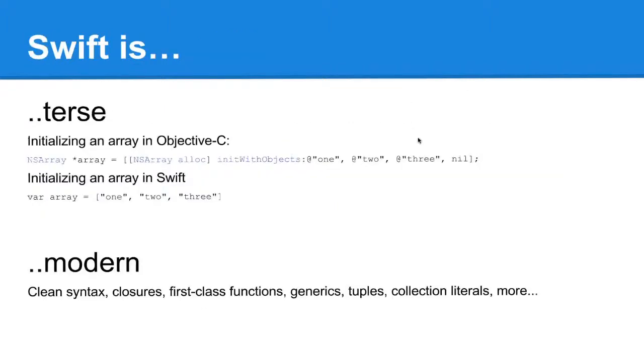So Swift got a lot of inspiration from a lot of the newer dynamic languages. One of the direct results of that is it's terse. I have an example here of initializing an array with elements in Objective-C and doing the same thing in Swift. As you can see, it's not nearly as verbose as Objective-C, and it looks a lot like dynamic languages like JavaScript and Python and Ruby.